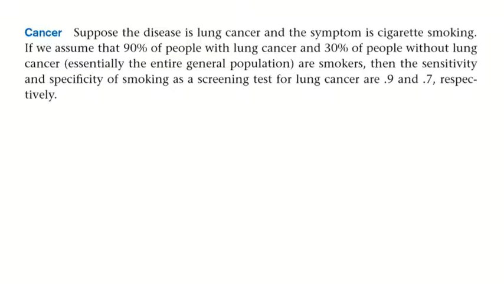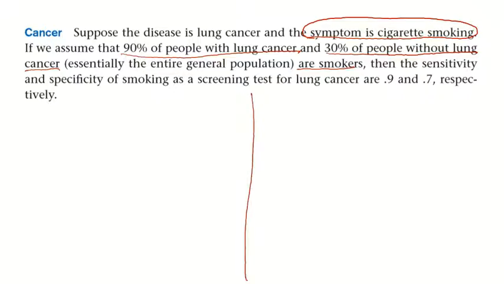So here's an example. In this case, we have lung cancer. We assume that 90% of people with lung cancer and 30% of people without lung cancer are smokers. Now, in this particular problem, we are considering cigarette smoking as a symptom for lung cancer. So, how do we solve for the sensitivity and specificity of this particular symptom, cigarette smoking? Now, before we go on to that, it's very important to group two populations here. And what are those two populations?